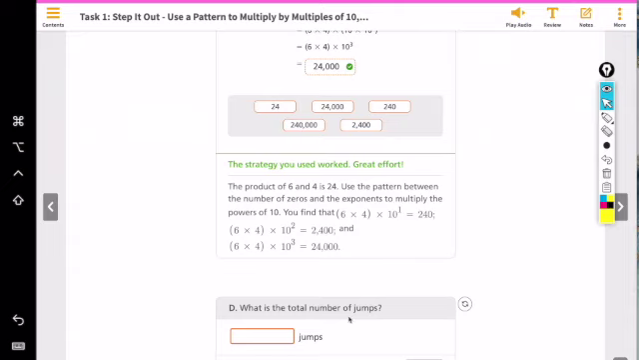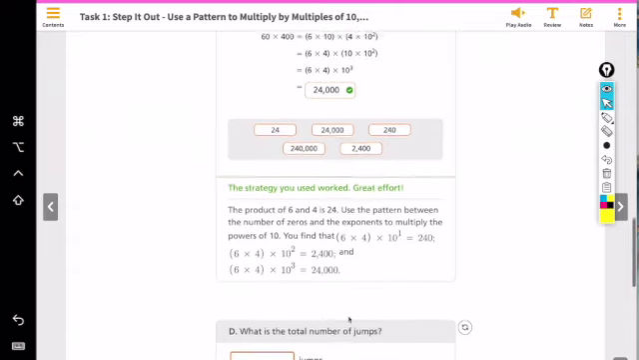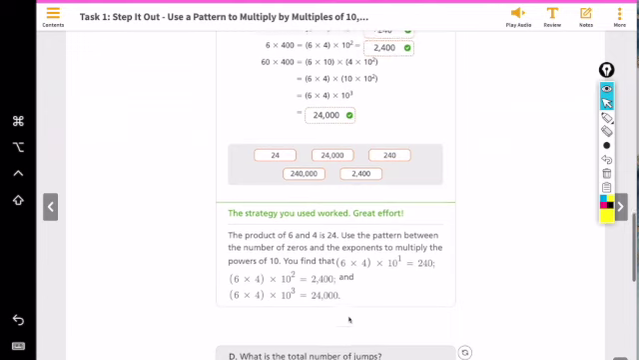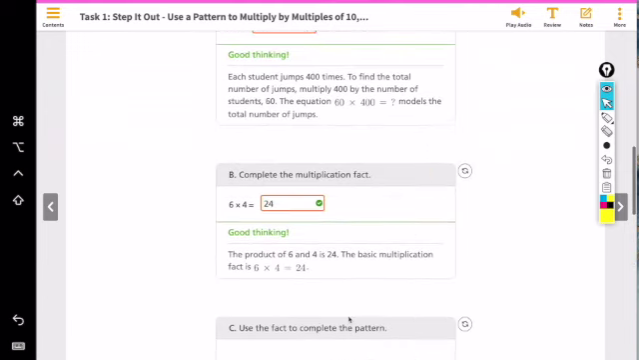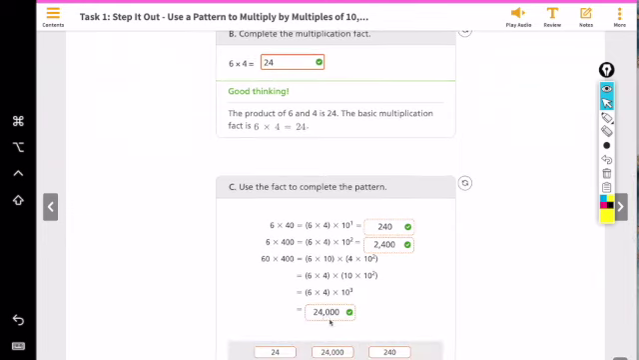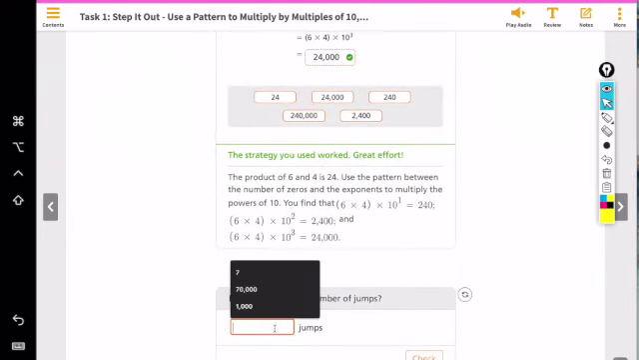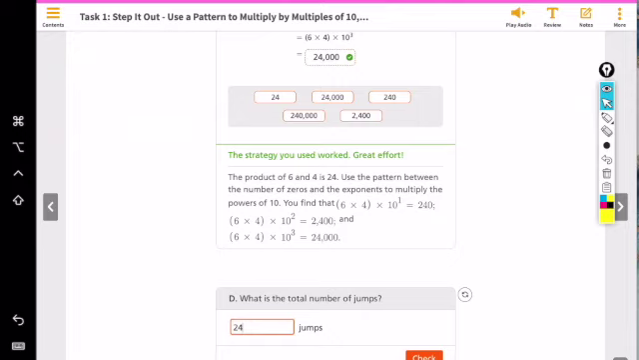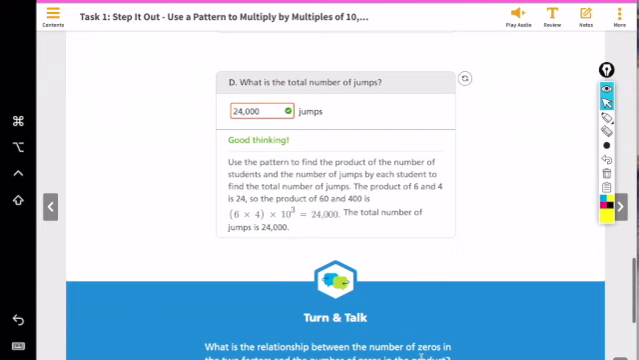All right. So what is the total number of jumps? Well, now we've got to figure that back out again, don't we? The total number of jumps is going to be 24,000. Let's put that in. Make sure we're right. 24,000. Good thinking. Excellent work, guys.